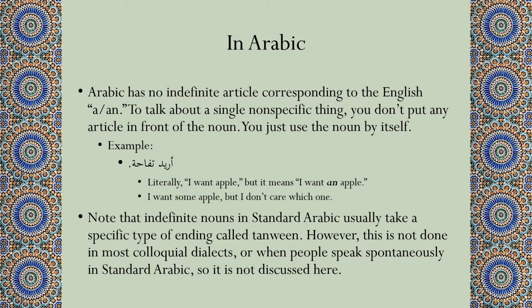One note that I should bring up before leaving this topic is that there is a certain way that indefinite nouns in standard Arabic get marked. They take a specific type of ending called tanween. It's written as its own specific type of short vowel. However, use of tanween is not present in most colloquial dialects or when people are speaking spontaneously to each other in standard Arabic, so it is not discussed here. However, if you take more advanced Arabic classes, you will certainly hear it being discussed at greater length. But it doesn't matter for our purposes now, so I'm just going to gloss over this point.